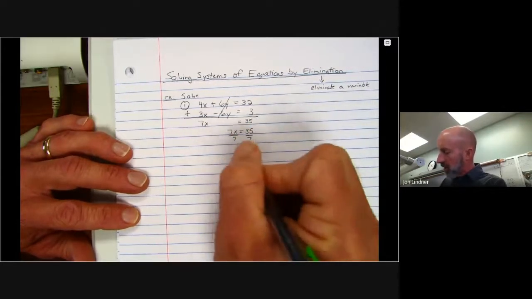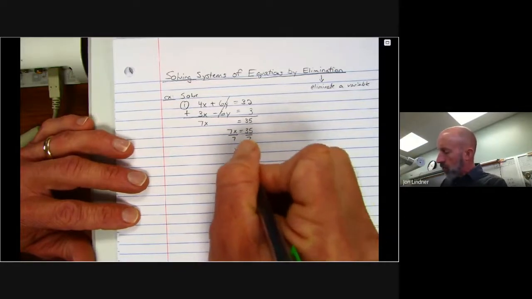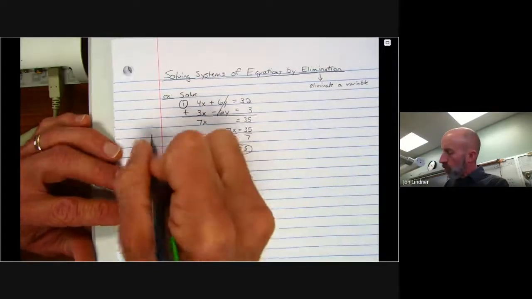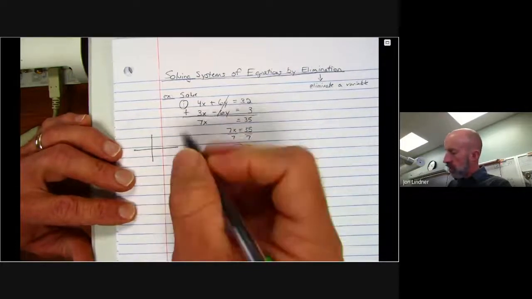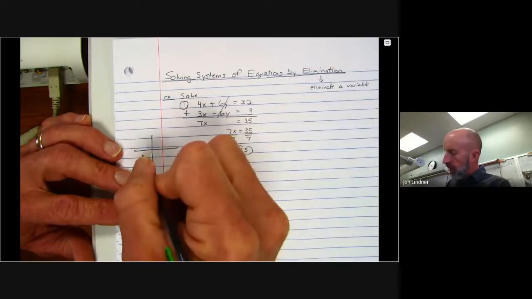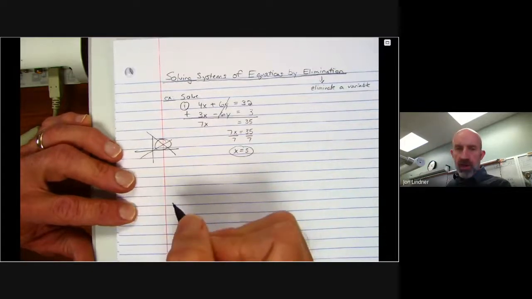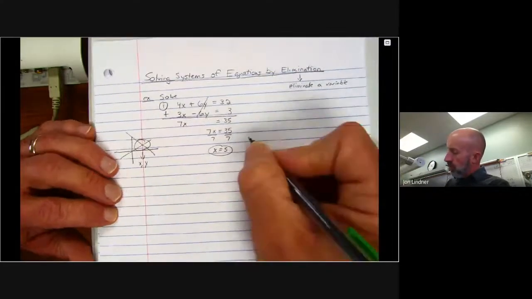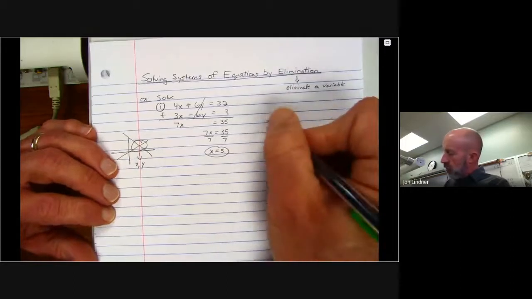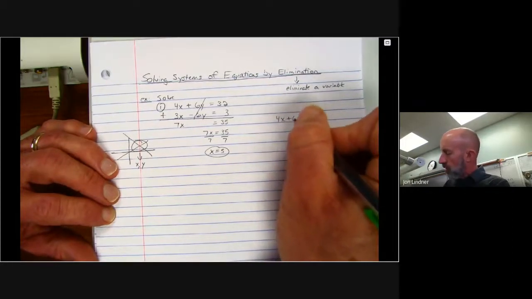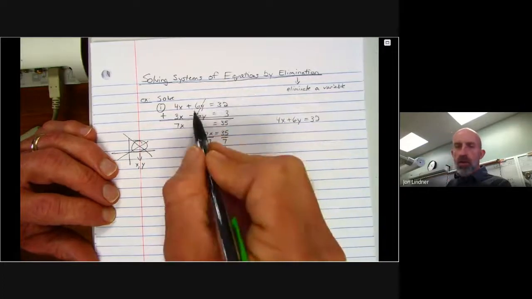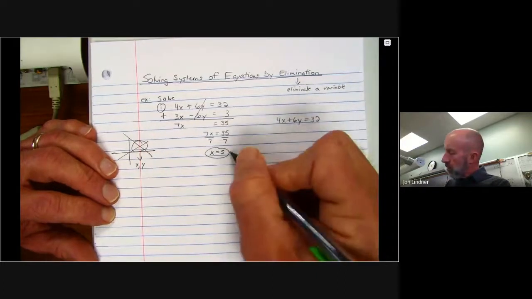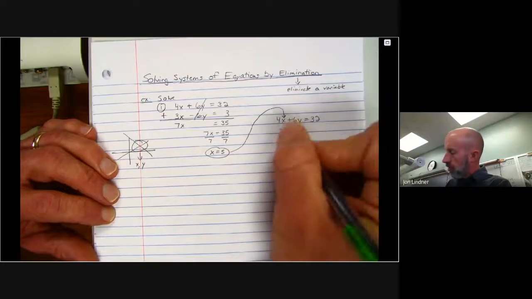I can divide both sides by 7, and I find out that the x-coordinate of my solution is 5. But remember what we learned when we were graphing, when we were solving systems with Desmos graphically. We're looking for this point of intersection. So I need an x and a y. So what we're going to do with this 5 is we need to plug it in to either one of these two original equations. I picked the top one. Okay, I've got it written here. And I'm going to plug this 5 in right there.